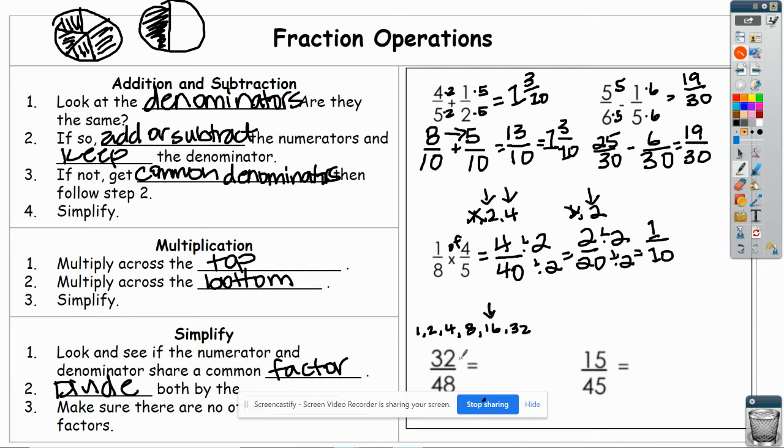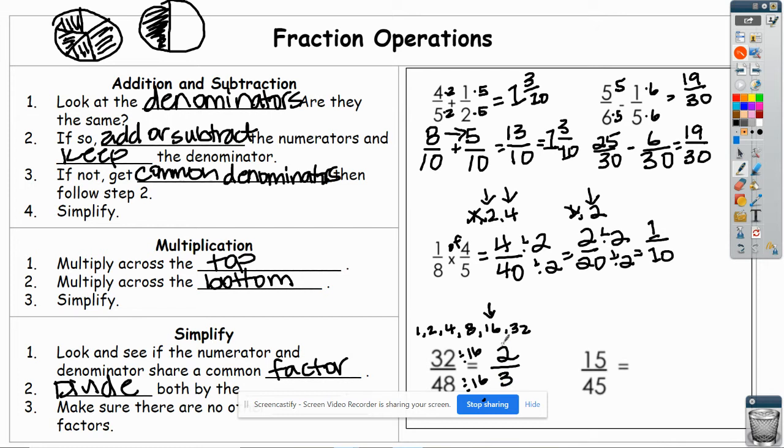Okay, so I'm going to divide both the top and the bottom by 16. And 32 divided by 16 is going to be 2. And 48 divided by 16 is going to be 3. So I've reduced this down to 2/3.